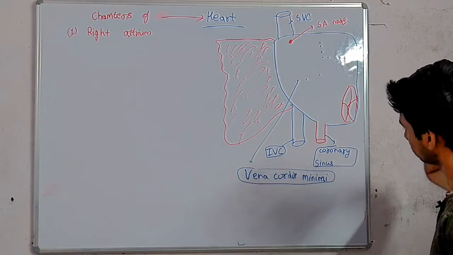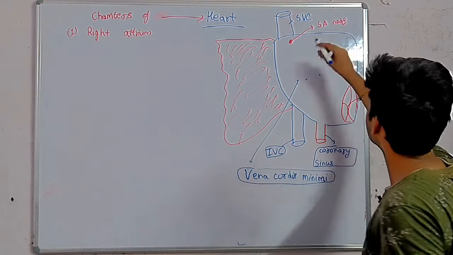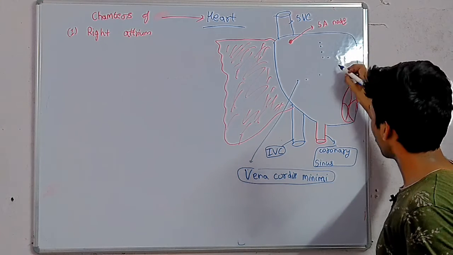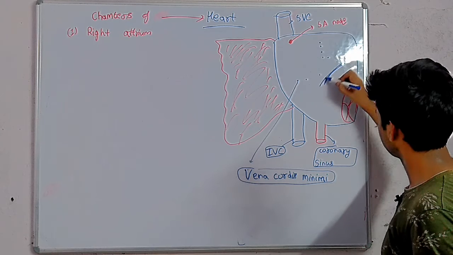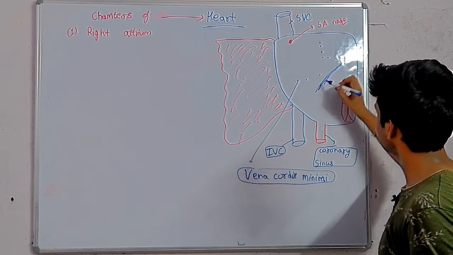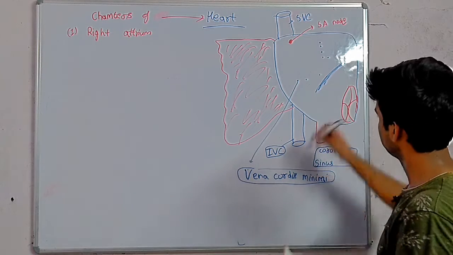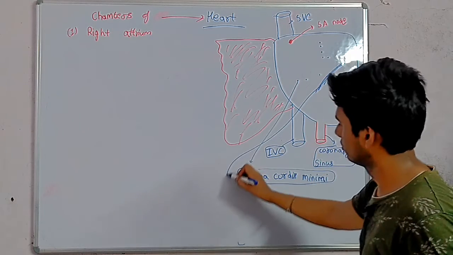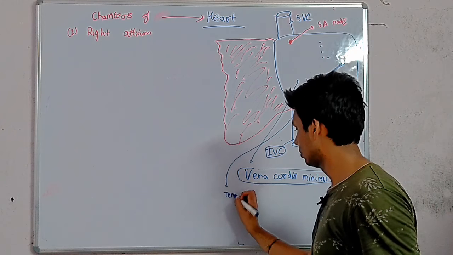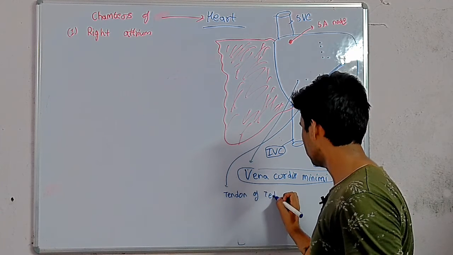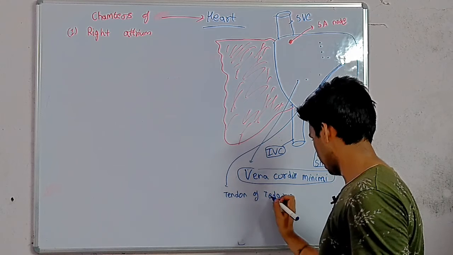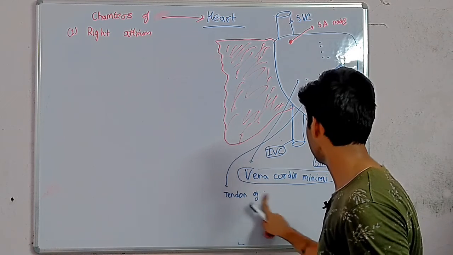Then, there is a small tendon also present. This is called the tendon of Todaro. Tendon of Todaro.